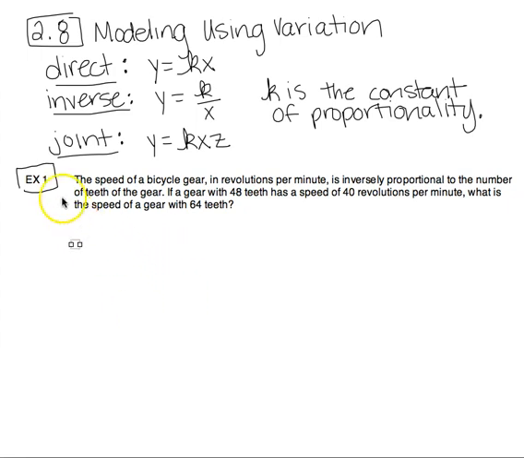Okay, so here's example 1, and you can pause the video because it might take you a minute to write it down. So pause it so that you can do that, and then unpause so that we can solve. So in this case, it has the keywords "is inversely proportional to," which means that we're going to be using inverse variation.